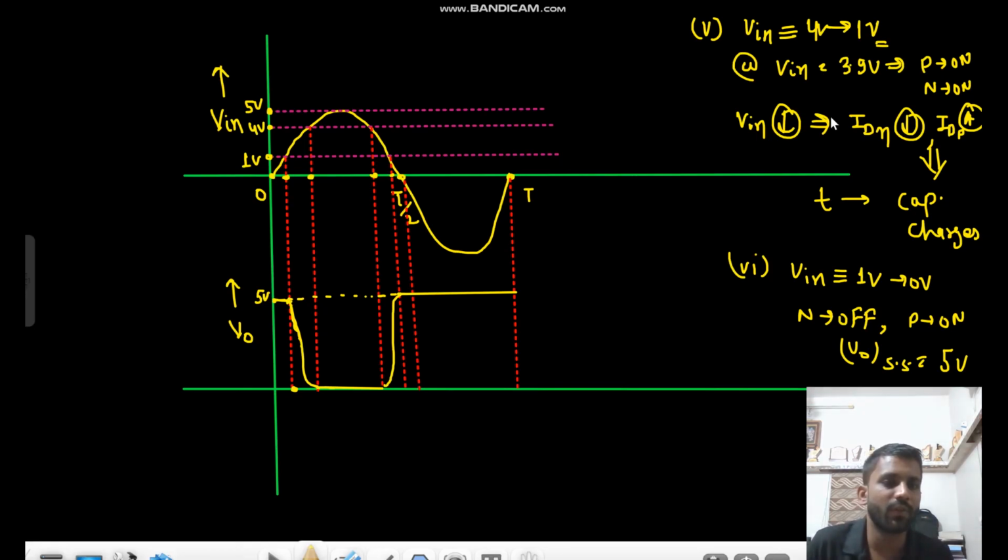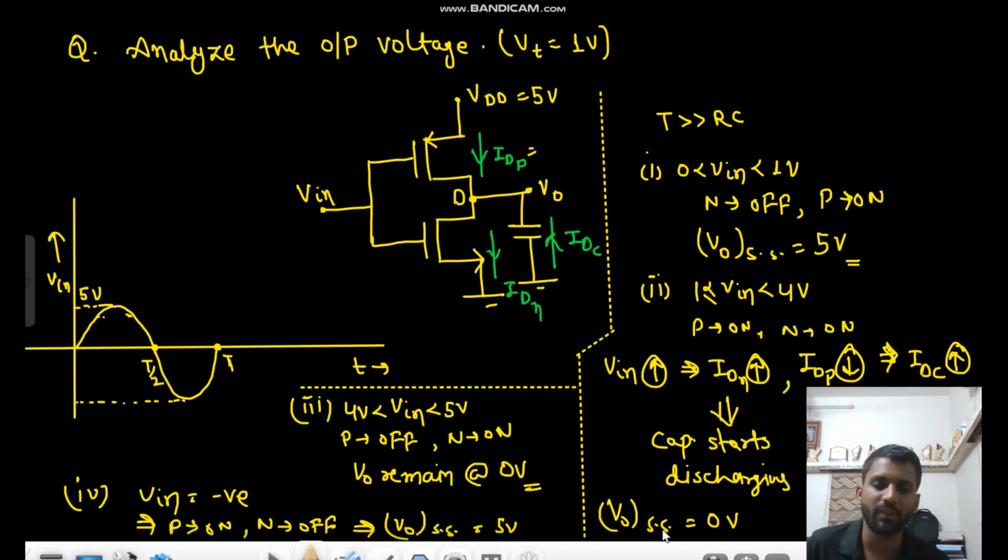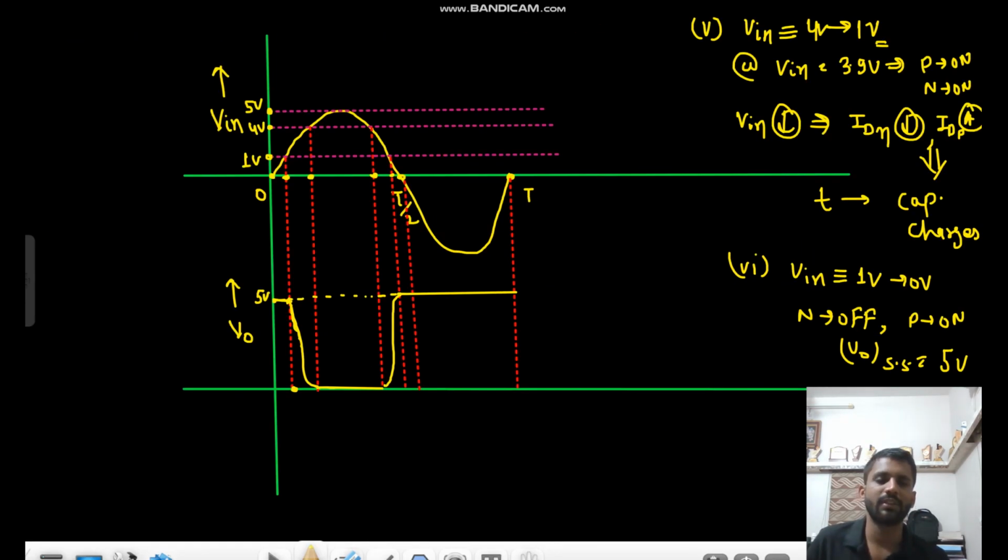Now we are coming down from 4 volt to 1 volt. Let us assume at Vin equals 3.9, what happens? PMOS is on and NMOS is on. So if Vin is decreasing, then your IDN is decreasing, IDP is increasing. Then your capacitor is charging, it charges from 0 to 5 volt. Then after 1 volt, from 1 to 0 volt, NMOS is off and PMOS is on. That means your capacitor charges, so the steady state value is 5 volt. So it will remain at 5 volt, and in the negative cycle we have already seen your V0 remains at 5 volt only. So this is how it goes.